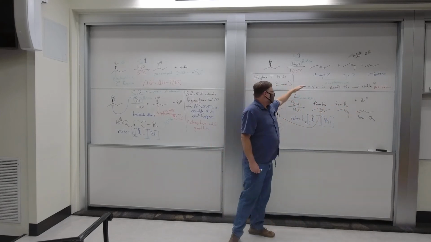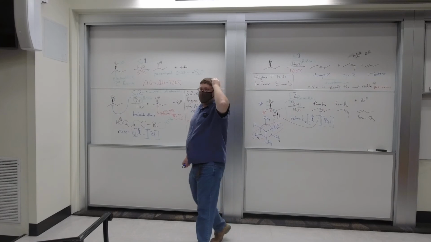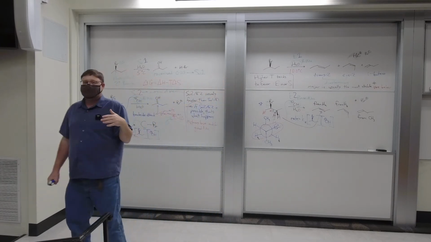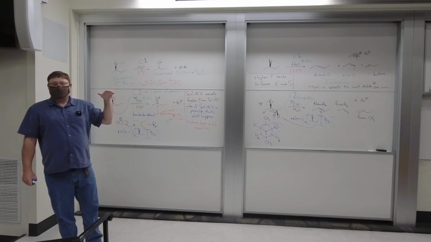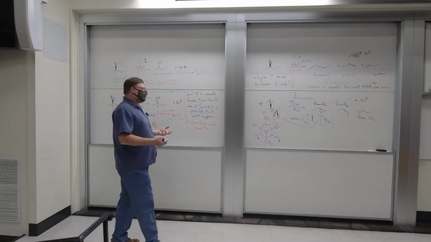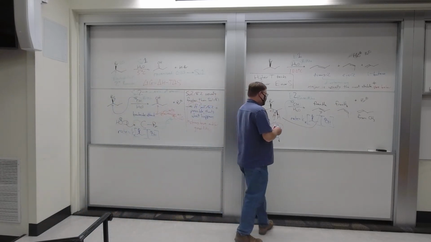Generally, again, the most stable alkene is going to be the major product. That is always true on the top in an E1 reaction. The E1 will always give you the most stable alkene. Generally, on the bottom, that is also true.